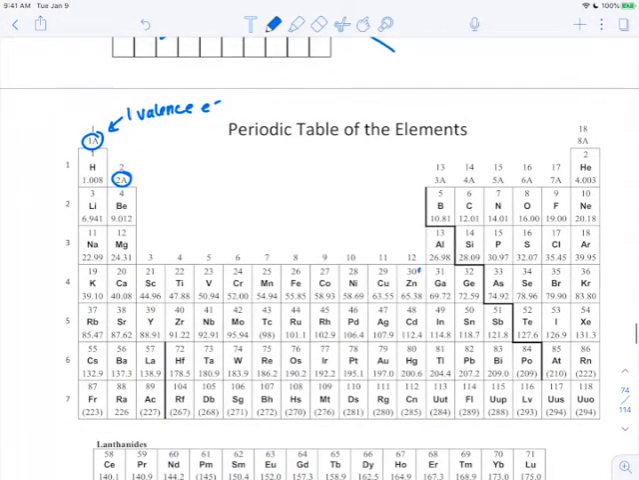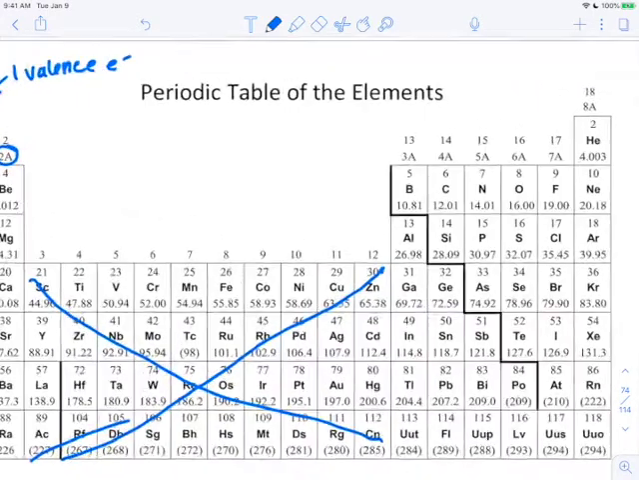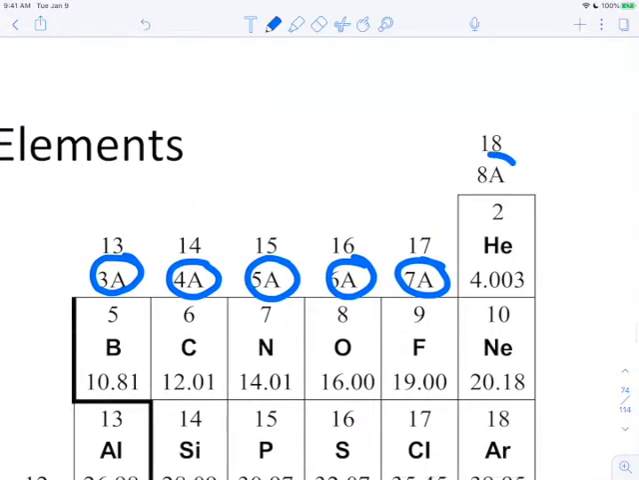Next up we have 2A. We're going to skip all of the D's. We're also skipping all of the F's. Then we have 3A, 4A, 5A, 6A, and 7A. That tells us how many valence electrons are in each of those columns. And here we have 8A.